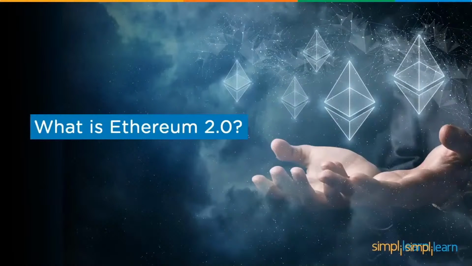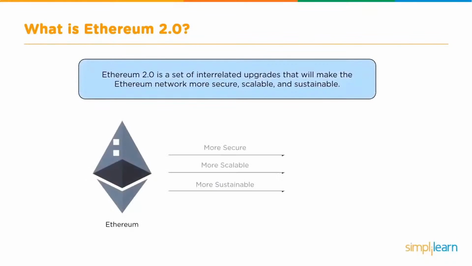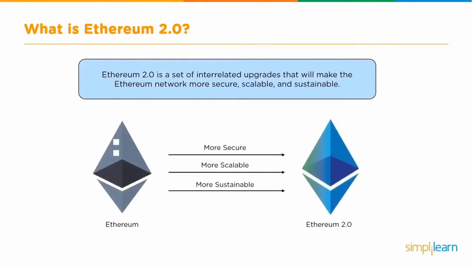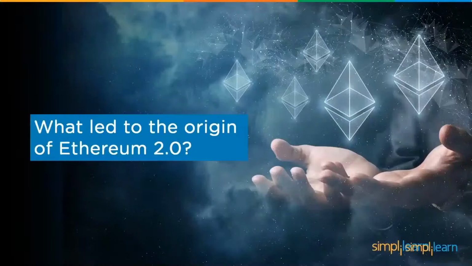So what is Ethereum 2.0? Ethereum 2.0 is a set of interrelated upgrades that will make the Ethereum network more secure, scalable, and sustainable. Multiple teams from across the Ethereum ecosystem have come together to work on these upgrades in Ethereum 2.0. Then, what led to the origin of Ethereum 2.0?